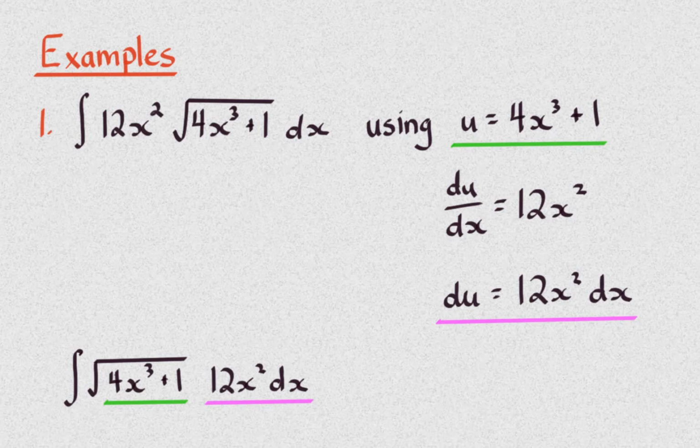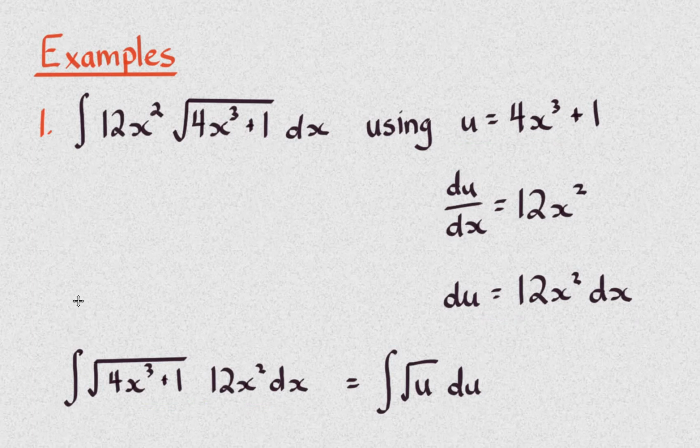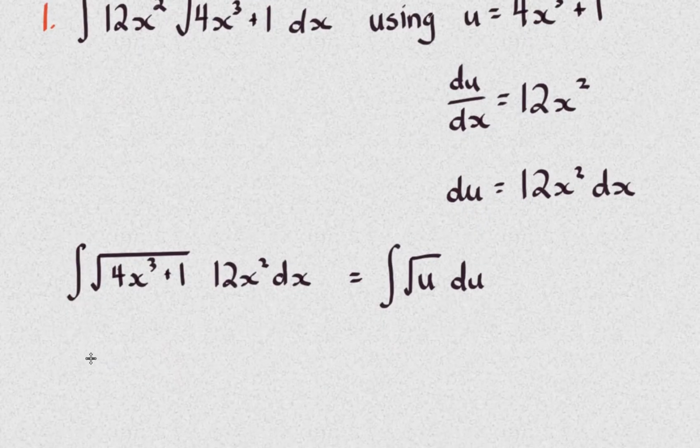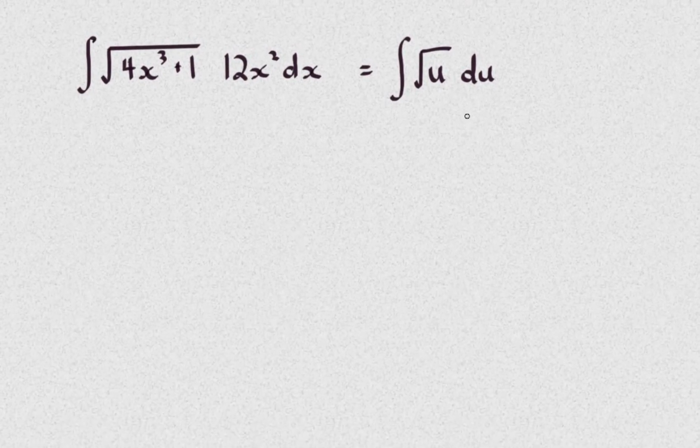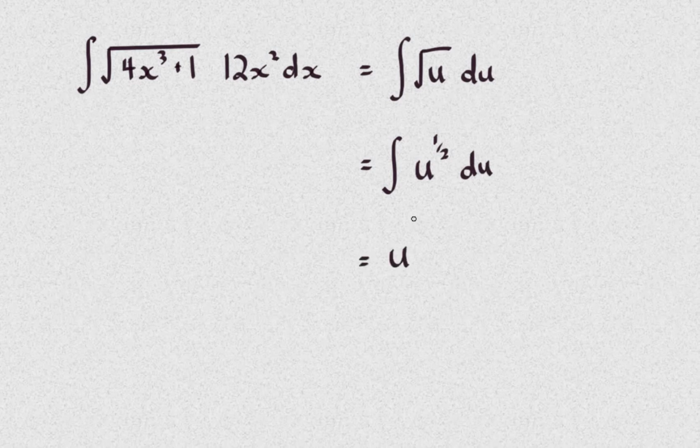So let's make the substitutions. Once we've done this, we can see that our integral becomes much more manageable. So the square root of u, we can rewrite that as u to the power of a half. And integrating u to the half, we get u to the power of 3 on 2 over 3 on 2, plus our constant of integration.